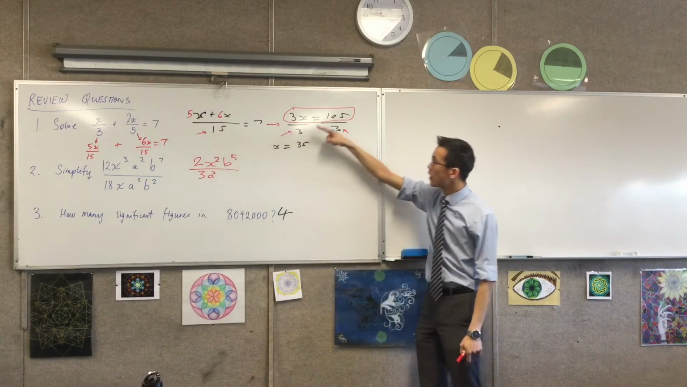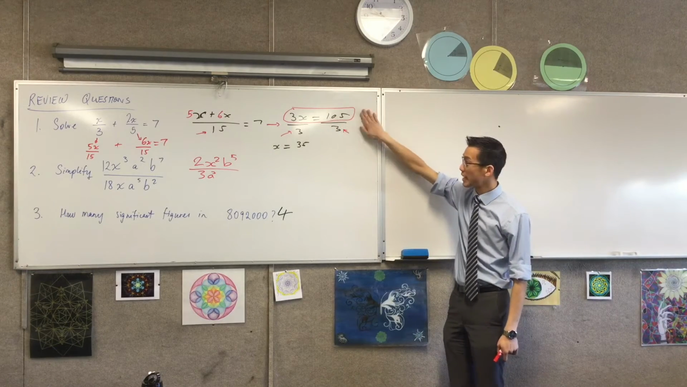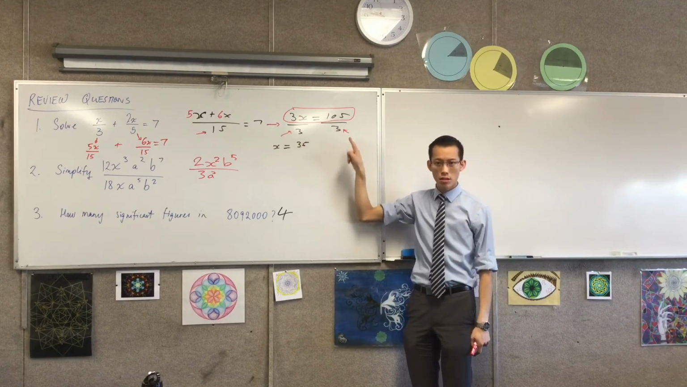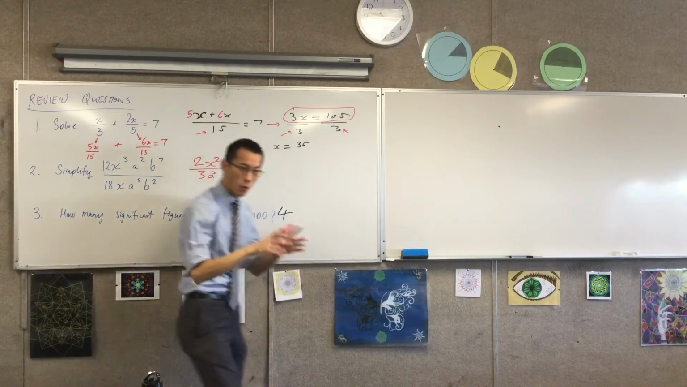Okay? He multiplied across by 15. That gave him 105. And then what are these about? Why did you do this? To get rid of the 3. Very good. Okay, so now we know what he did.